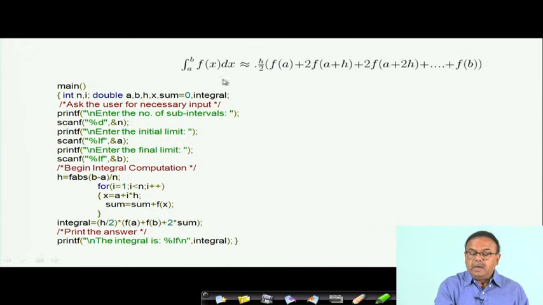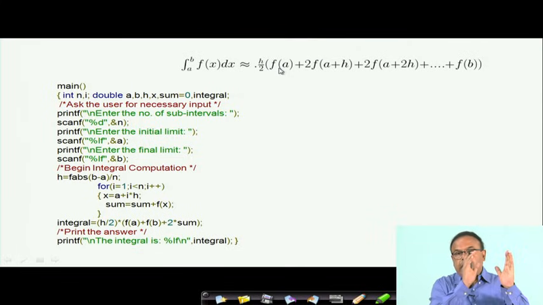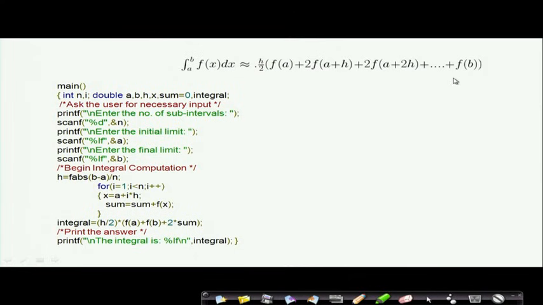You see here, I am reproducing the result again. The integral of f(x) dx between a and b will be h by 2 times f(a) plus 2 f(a+h) plus 2 f(a+2h). Why is this 2 coming? Because in the first zone we have f(a) and f(a+h), in the second zone f(a+h) plus f(a+2h). So, each of these intermediate points is coming twice, that is why there is 2, and I have got this formula.